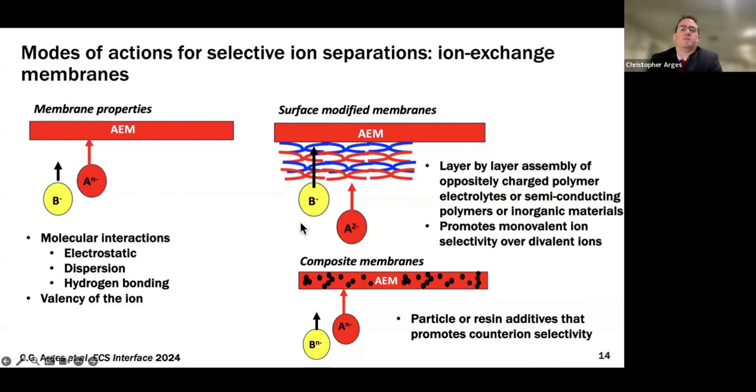So now I'll tell you a little bit about ion exchange membranes. What could we do on the membrane side as opposed to the electrode side to enable selective ion separations? So the membrane chemistry itself, like you could try to do something very similar with redox active polymers, alter the molecular interactions to enable a selective separation. The valency of the ion will matter quite a bit here.